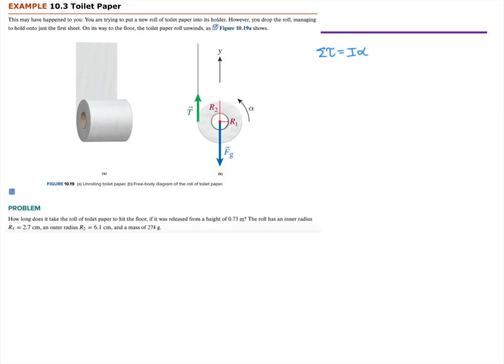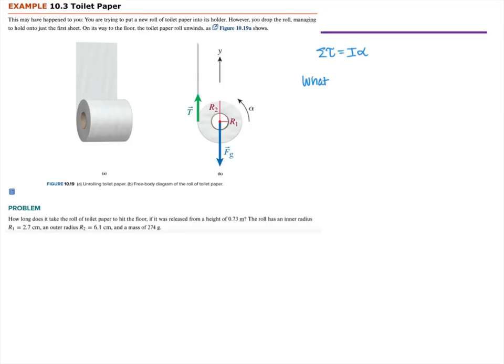So the idea is that if you drop a roll of toilet paper but you're hanging on to the edge of the first sheet, it kind of unrolls as it falls. And so there's a torque produced by the fact that you're holding that sheet that allows it to roll or rotate as it falls. And we want to see how long it takes to fall a particular distance. In this case, we're told that it's going to fall 0.73 meters.